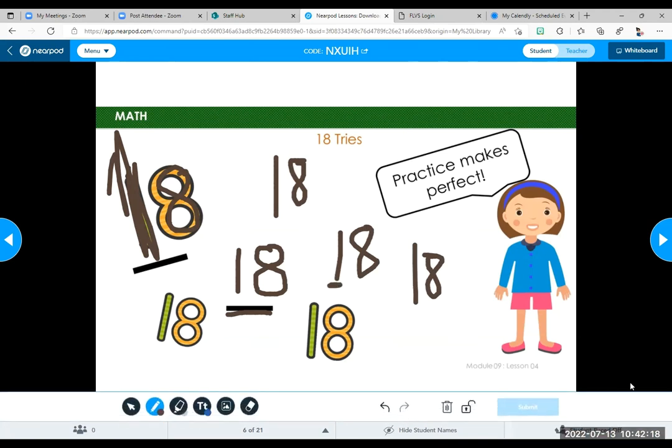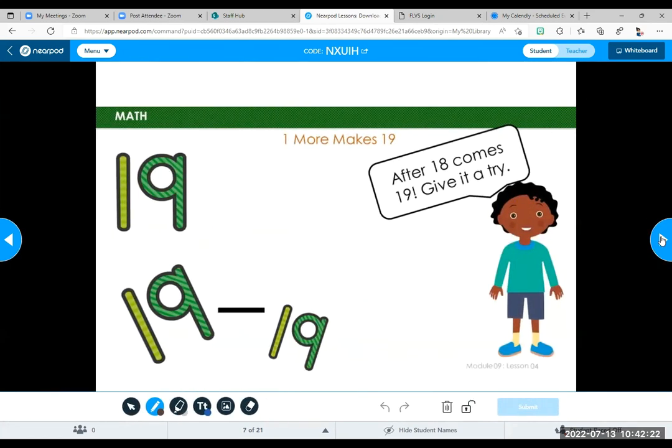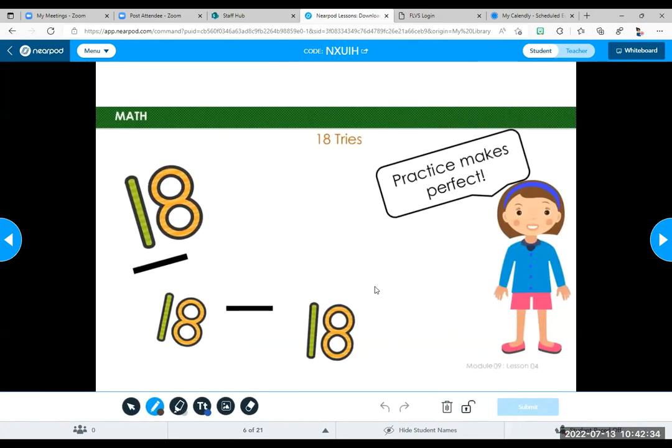18. Okay. What comes after 18? 19. Yeah. Okay. Oh, practice. Yes, I can. Oh, I can see you're going to write 19. Do you want to do 18 first? Let's write 18. Oh, beautiful. Nice job.